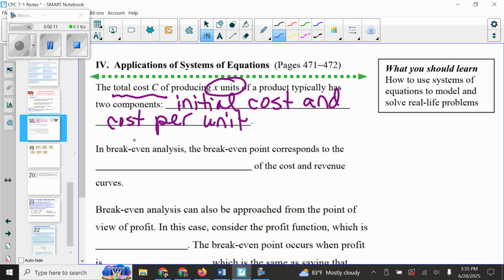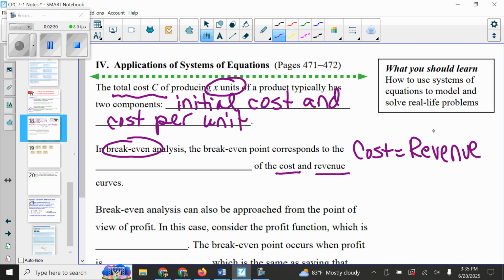But what do you think break even would mean then if we're producing something? The break even point, what would that correspond to in terms of the cost and the revenue curves? Well, it would be when the cost is equal to the revenue. In other words, the amount of money that we had to spend to produce the items is equal to the money that we bring in. Revenue is the amount that you bring in when you sell it. So it's when they're equal.